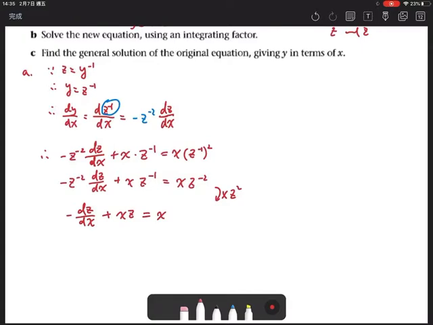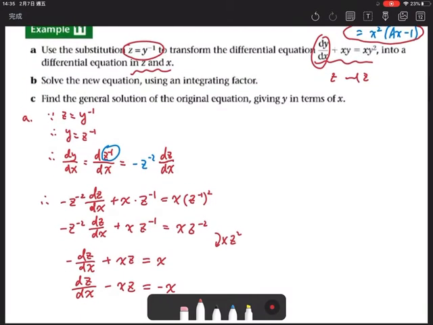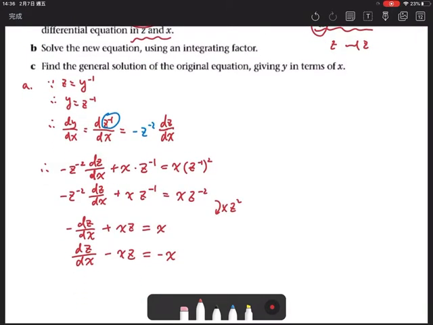And after that we multiply by negative 1, so it becomes dz by dx minus x times z equals negative x. So this is the new differential equation in terms of z and x. So this is question A. And question B.